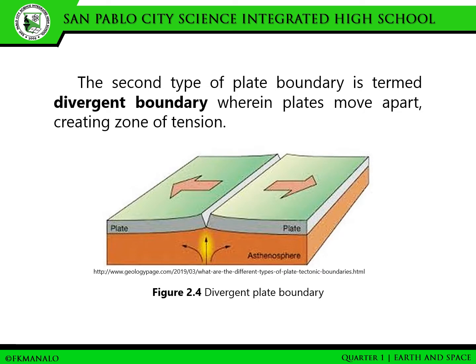The second type of plate boundary is termed divergent boundary, wherein plates move apart, creating a zone of tension. The plates are pulled apart and the hot molten materials underneath come out. Now, let us try to describe and characterize divergent boundary.